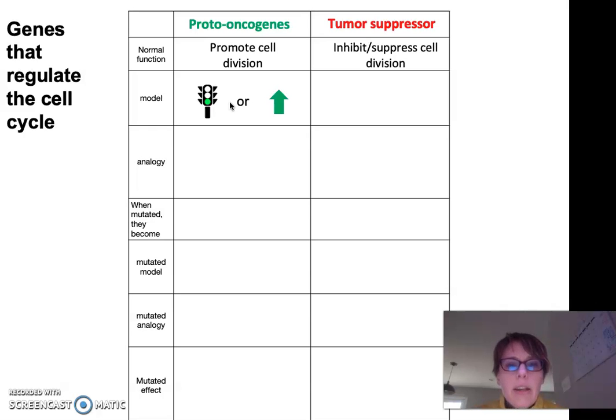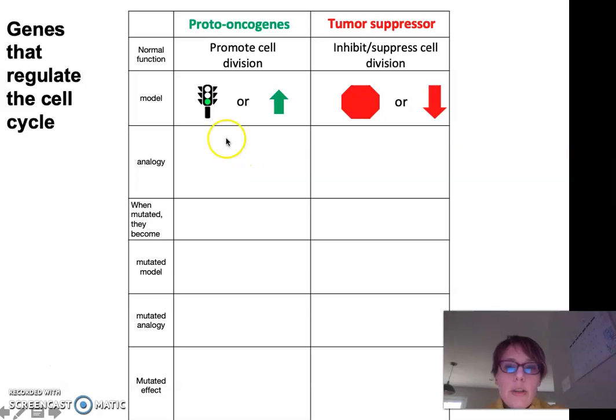On the other hand, tumor suppressor genes can be modeled with a stop sign. So go ahead and draw an octagon in red. Or alternatively, you could use a red down arrow. And be careful of the size of the green arrow in proto-oncogenes.